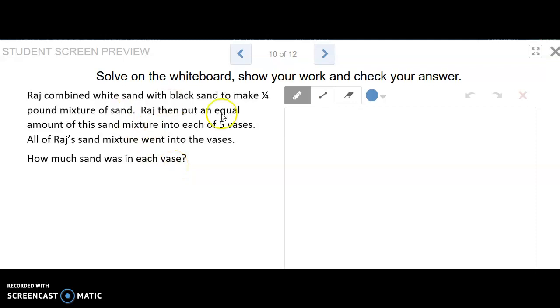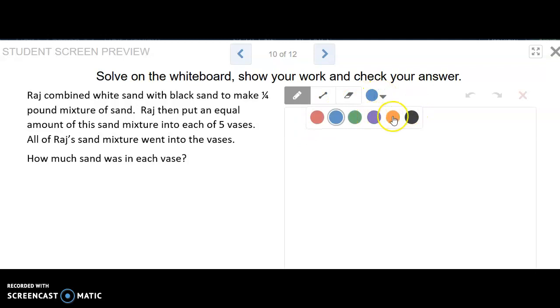Well, let's see here. If I could color on this, I can't, but if I could, I would go back through and highlight the things that are important in this story so that I knew what information I needed in order to solve my problem. So Raj combined white sand and black sand to make 1/4 of a pound. That's important. He made 1/4 of a pound of this sand mixture. He then put equal amounts, that's important, equal amounts of the sand mixture into 5 vases. All right, so he took that 1/4 of a pound.